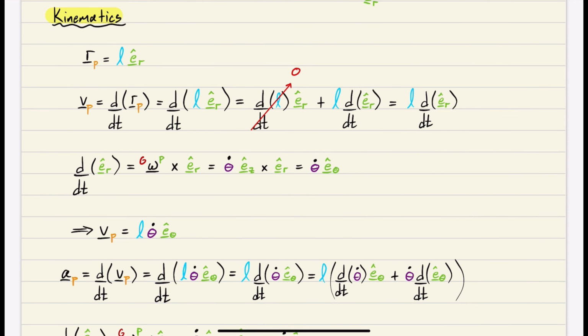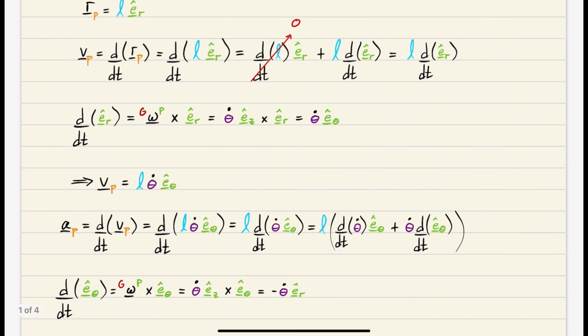We're going to do the exact same thing for the acceleration. So we're going to take the derivative. We know that acceleration is equal to the time derivative of velocity. So we're going to take this guy, plug it right in for velocity. We'll get this. I'm going to take out L because we already said that it's a constant. You can take constants out of derivatives. So we have L times the derivative of theta dot e theta.